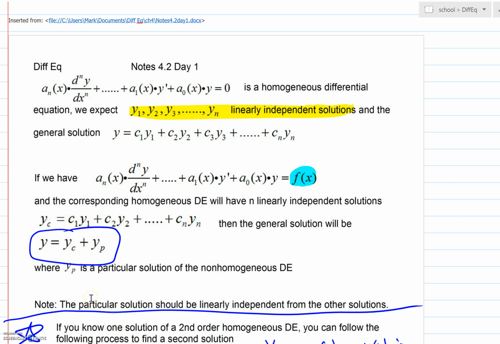Differential equations, section 4.2, day 1. Let's start off with a little bit of review. We saw this really in our first lesson's notes too.